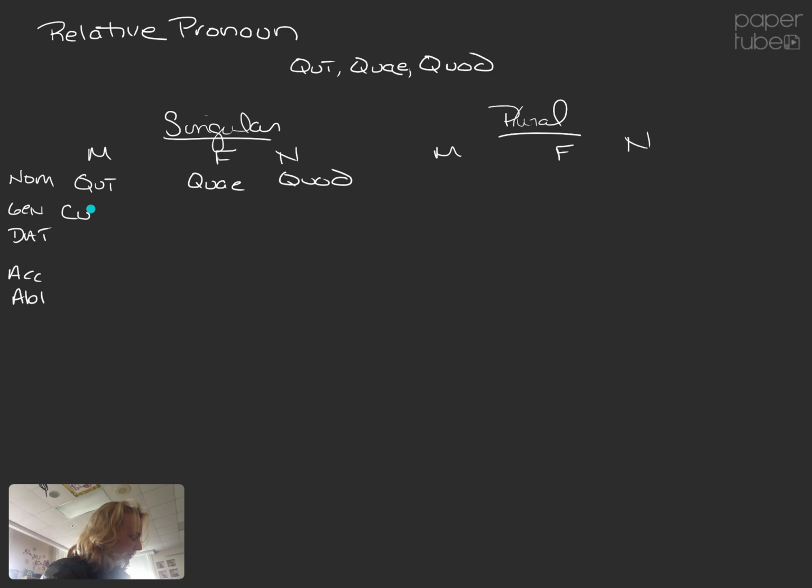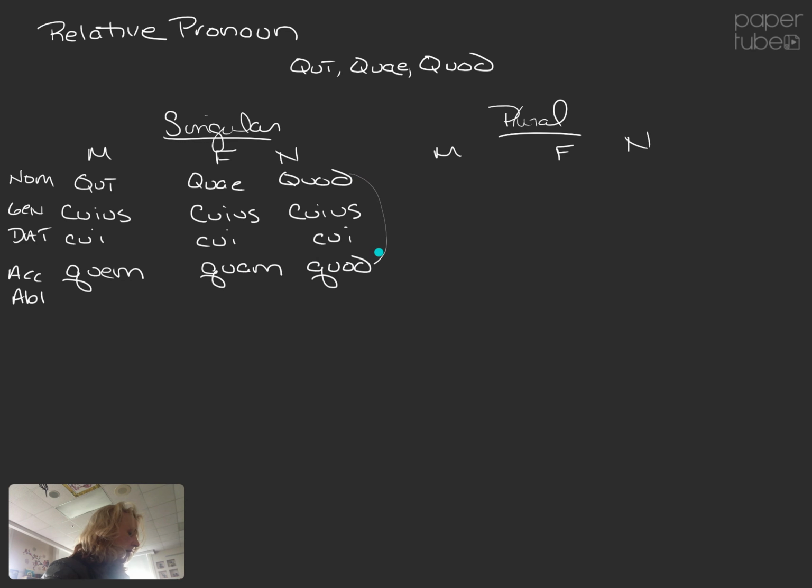Cuius, cuius, cuius. If you've already watched the hic, haec, hoc video, that cuius will sound quite similar. Cui, cui, cui. Quem, quam, quod. The quod, because it's the neuter, is going to stay the same in the nominative and the accusative. And quem is more like our third declension, em, instead of um.